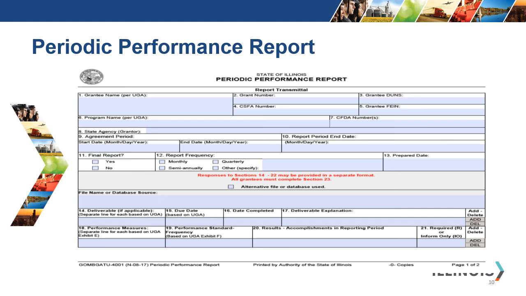Cell 16, date completed, is the end date of the quarter or a specific date in that quarter in which an activity was completed. Cell 17, deliverable explanation, such as project is on schedule, or report something specific like opened bids. Cell 18 can be found in Exhibit E. Cell 19 should be end of the grant. Cell 20 will be blank until the final report.